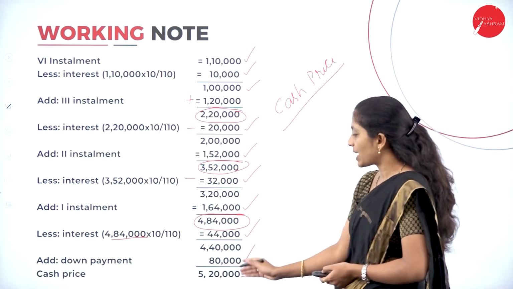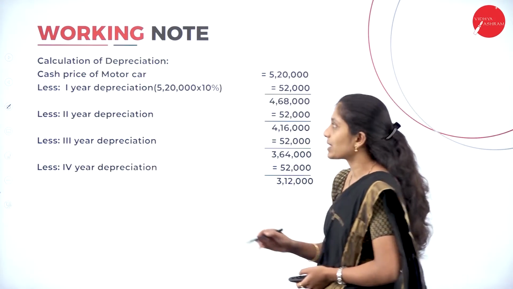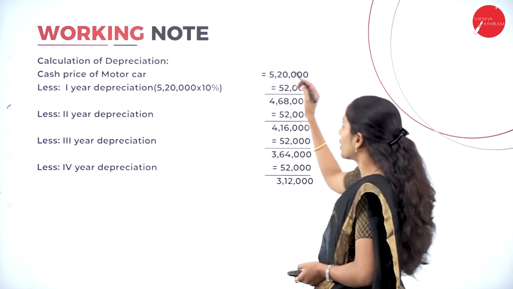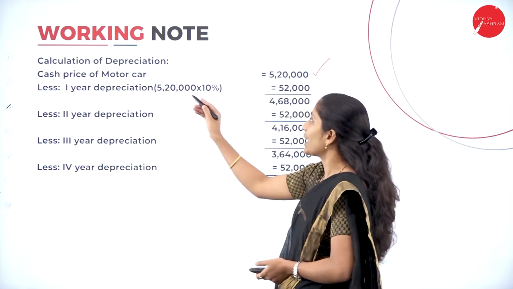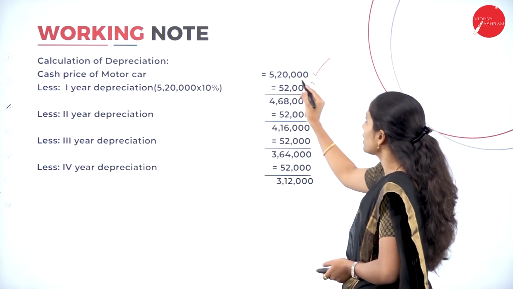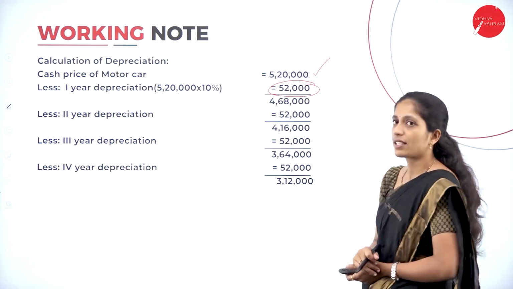Now what is the cash price? 5,20,000. So each year we have to calculate the depreciation. So cash price of the motor car is 5,20,000 less first year depreciation. 5,20,000 into 10%, so you'll get 52,000 as depreciation. Next, you will get 4,68,000.